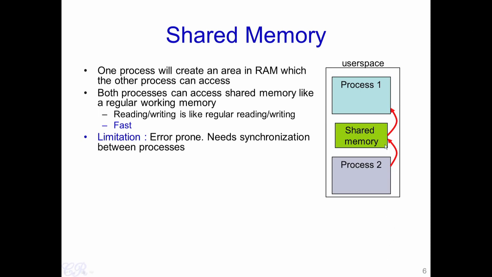So, essentially the communication between process 1 and process 2 is happening through this particular shared memory. Both processes can access the shared memory like a regular working memory. So, they could either read or write to this particular shared memory independent of each other. The advantage with this is that the communication is extremely fast. There are no system calls involved, and the only requirement is that you could define an array over here and then fill the array in the shared memory, which can then be read by the other process. The limitation of the shared memory approach is that it is highly prone to error.